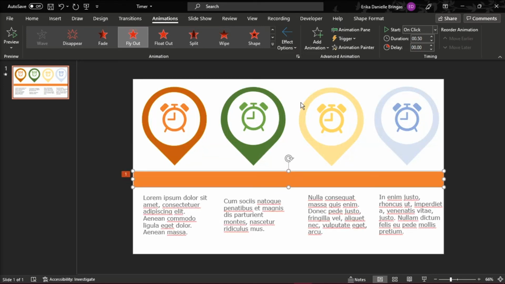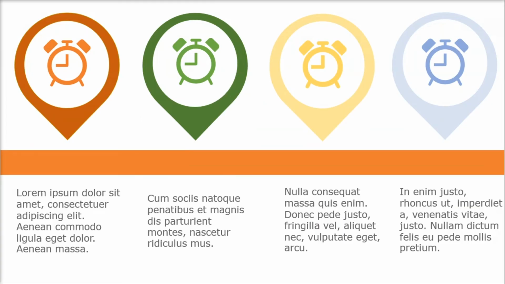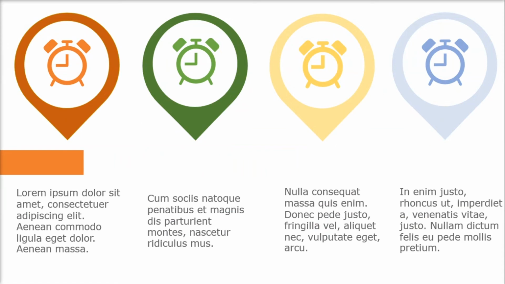Finally, let's add the time. On the far right of the Animation tab, on the Timing group, type the duration and how much time you want your timer to count down. Also, make sure to check that its start cue is on click, so you can control exactly when the countdown begins. And that's how you create a customized PowerPoint countdown timer.